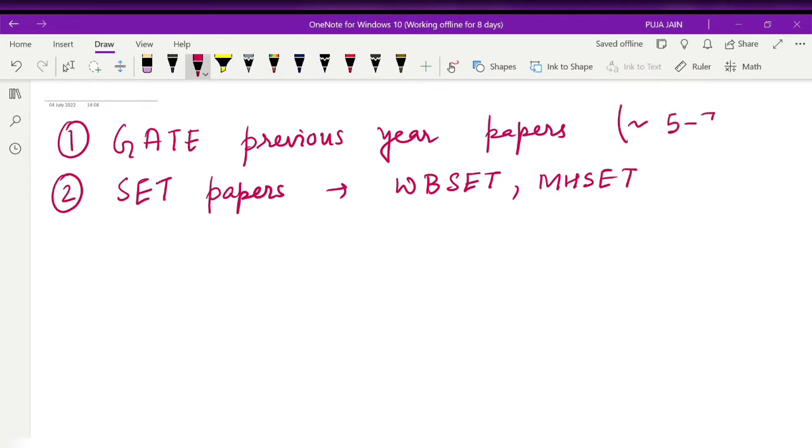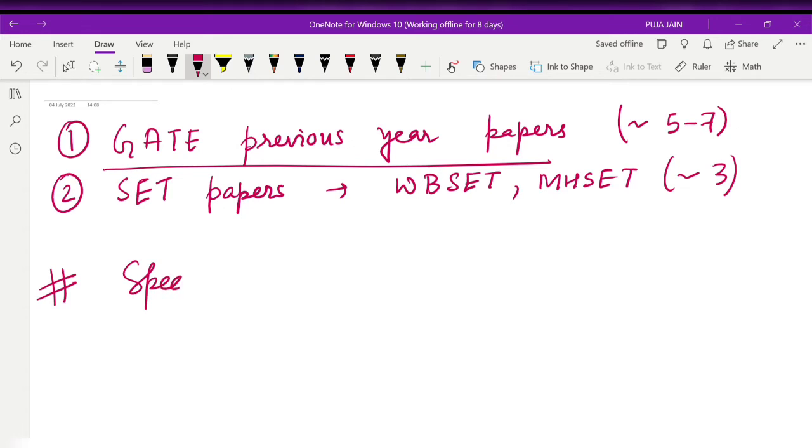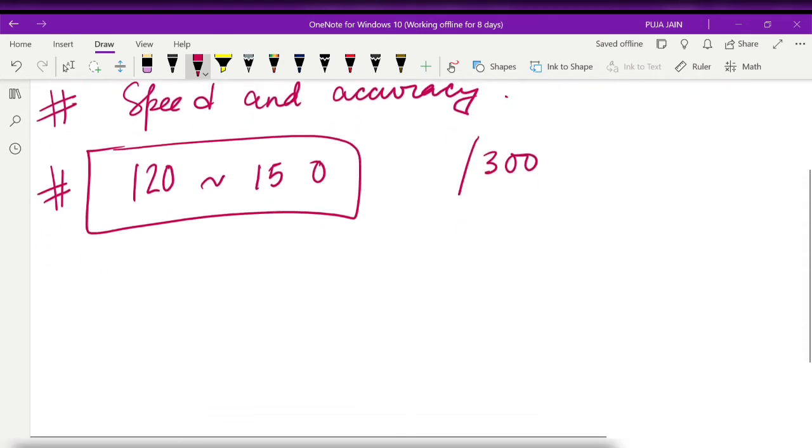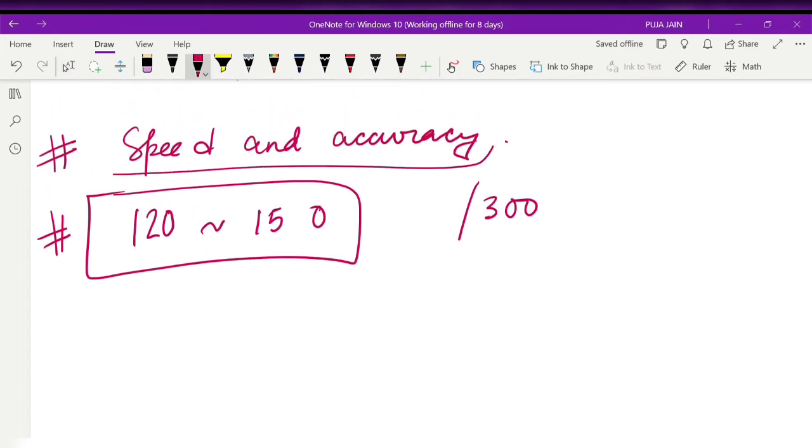Like 5 to 7 years, or you can say at least the last 3 years of papers. You can start from 2017, 18, 19, and till 22. And the most important fact for the BARC exam is that speed and accuracy matter the most. The cutoff is approximately 120 to 150, where full marks is 300. Speed and accuracy is the most important thing that matters here.